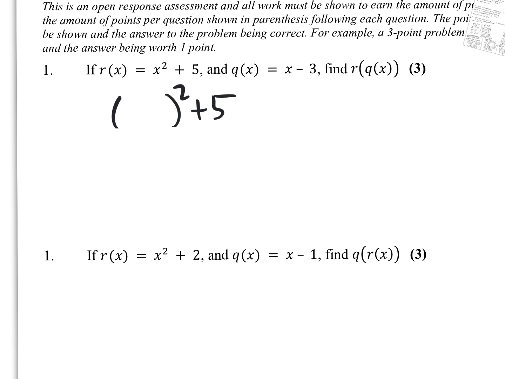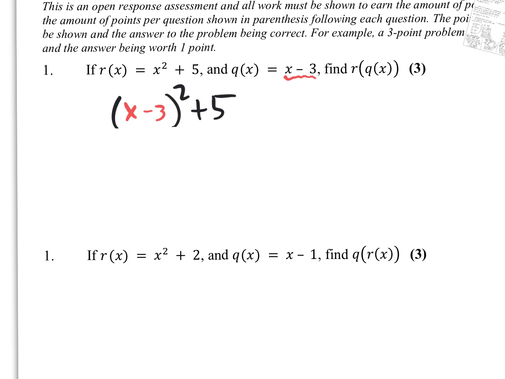But if I don't give you a number, if I tell you r of q of x, then you got to plug in q of x into the r of x. So here's q of x. It's the binomial x minus 3. You're going to plug in this binomial of x minus 3 right in there. And then you got to do the math, okay? So what is the math?